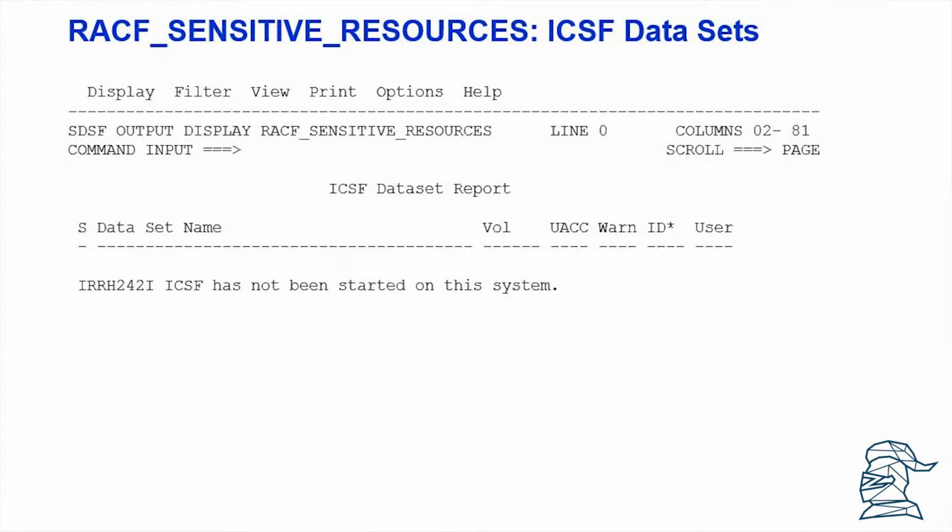ICSF has three datasets in which it stores your sensitive key material: the CKDS for symmetric keys, the PKDS for asymmetric keys, and the TKDS for PKCS11 tokens. You don't want this information to be divulged, so any access above none is a problem. For all of these dataset checks, if there is no profile, the RACF Sensitive Resources check flags the dataset as an exception if SETROPTS PROTECT-ALL FAIL is not in effect.